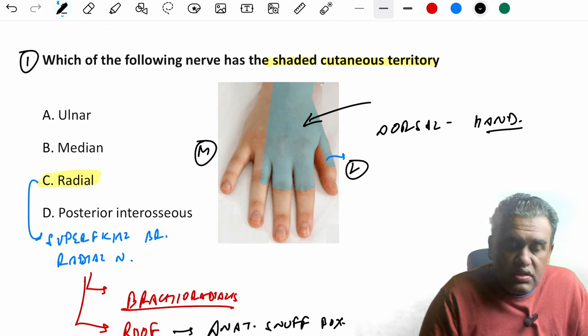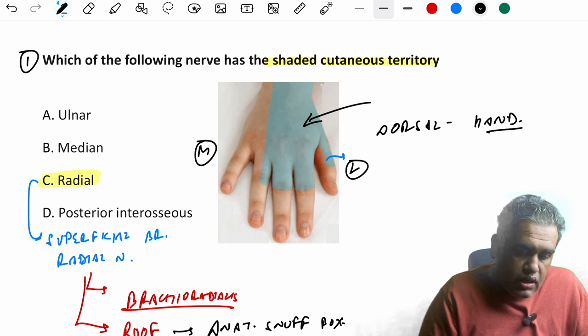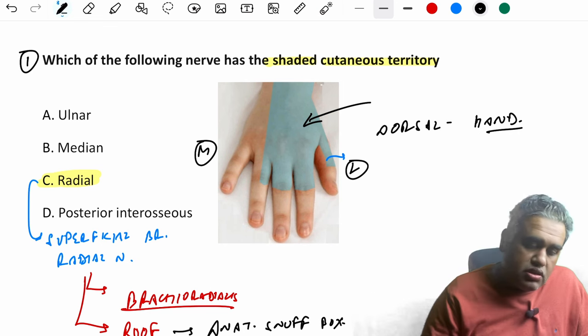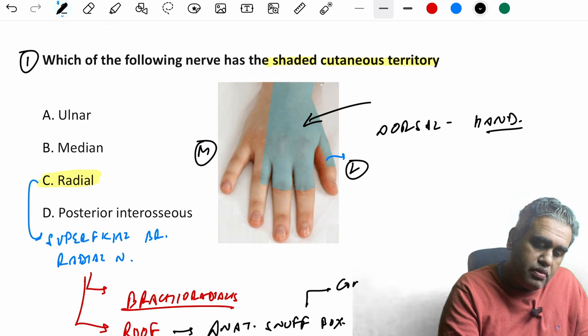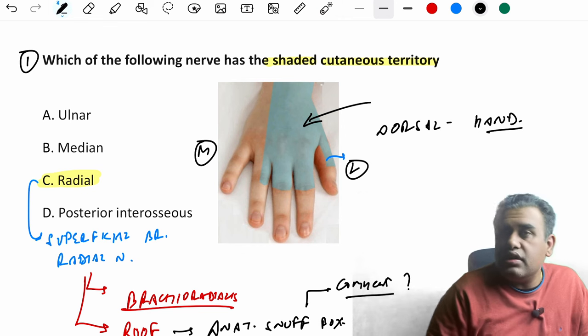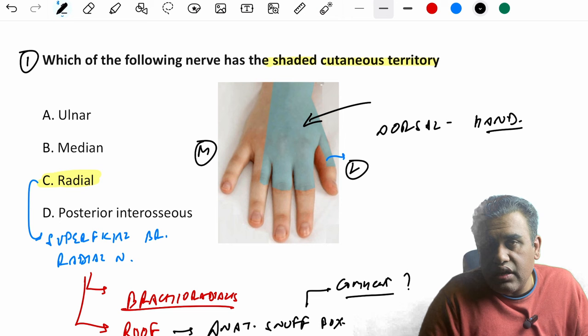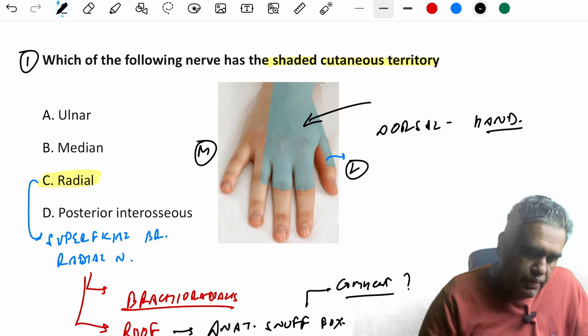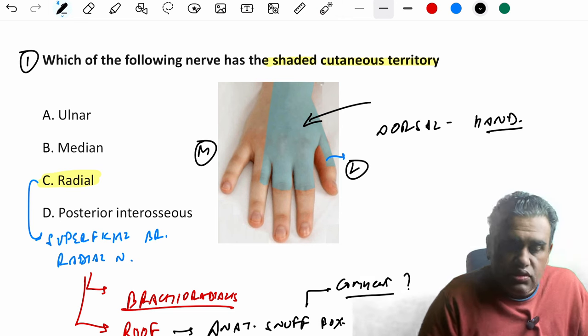So that is the superficial branch of the radial nerve. If I may ask you, what other structure forms the roof of the anatomical snuff box, do write that in the comment box. That is homework for you, we'll be waiting for it. There is one more structure that lies in the roof of the anatomical snuff box. All the best. Okay, so the answer for this is the superficial branch of the radial nerve.